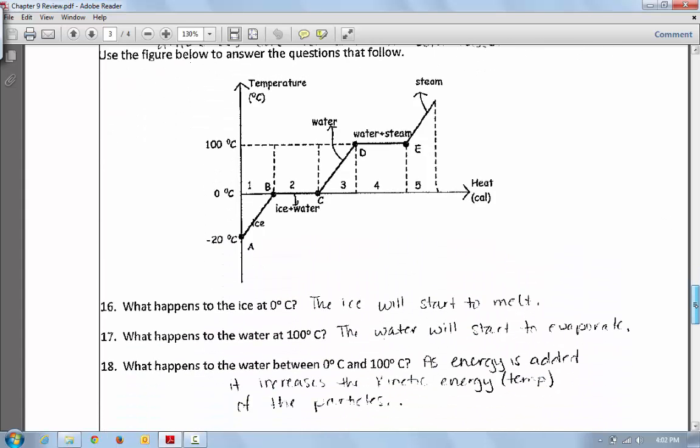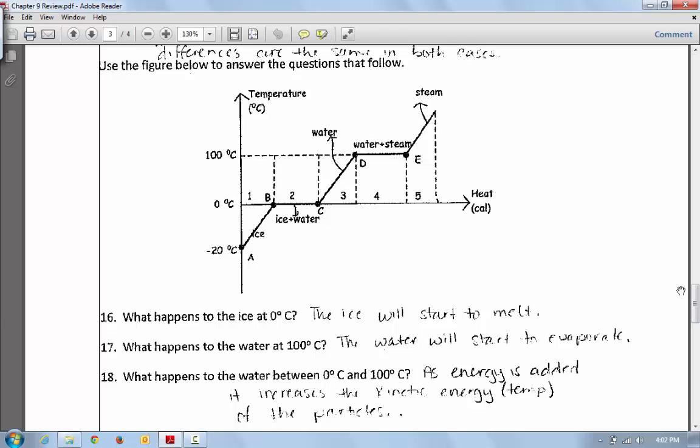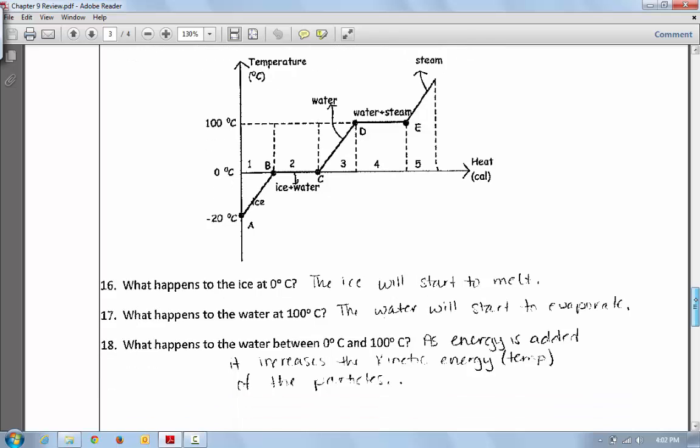Alright, so now we have one of those lovely phase change diagrams. And what happens to the ice at 0 degrees? Well, at 0 degrees, it's going to start to melt and turn over to water. And at 100 degrees, what's happening to the water is it's starting to evaporate. And then between 0 and 100, they're asking what's happening to the water. And that as energy is added, the temperature increases as the kinetic energy of the particles increases.